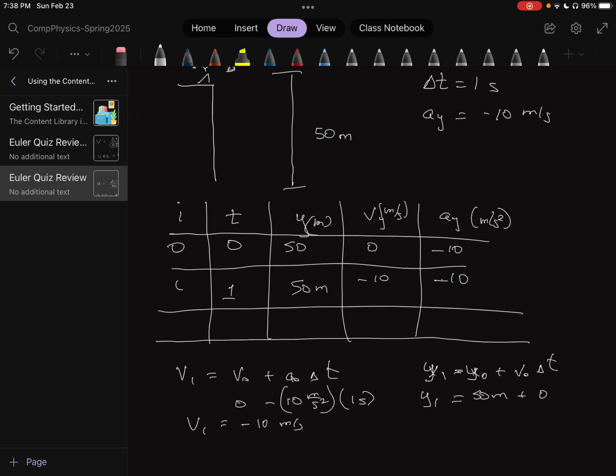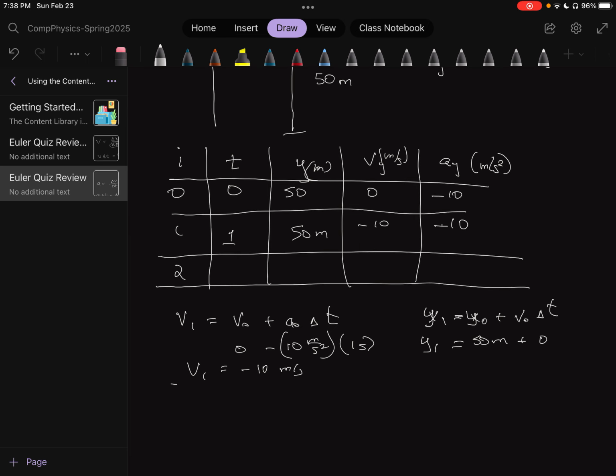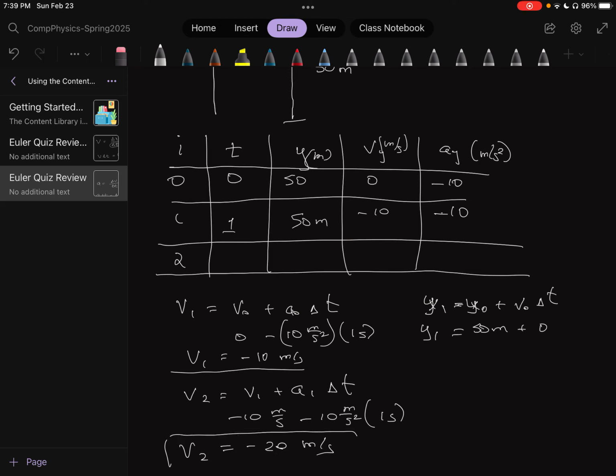And let's do one more for when i equals 2. So v2 equals v1 plus acceleration at 1 times delta t. v1 is minus 10 meters per second. Our acceleration is negative 10 meters per second squared. Delta t is 1 second. So velocity after 2 seconds is minus 20 meters per second. That's going to go in up here, minus 20. Our acceleration is always staying the same in this example.